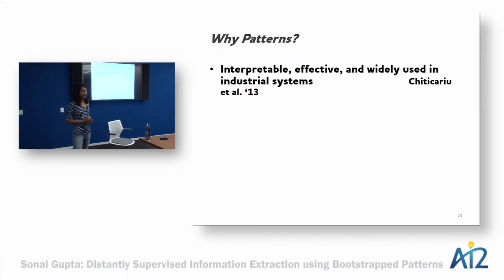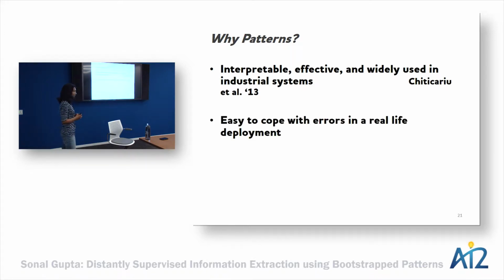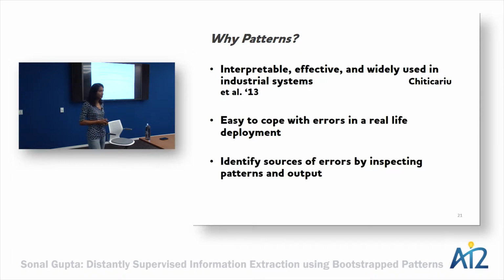And most of them are handwritten rules, because that's what is easy for them to do; they're not trained to be machine learning people. It's because they can just look at the rules and cope with errors. They can add a new rule to the system, which will remove the error they're experiencing right now, and it's easy for them to do. And they can identify the sources of errors by inspecting the output.